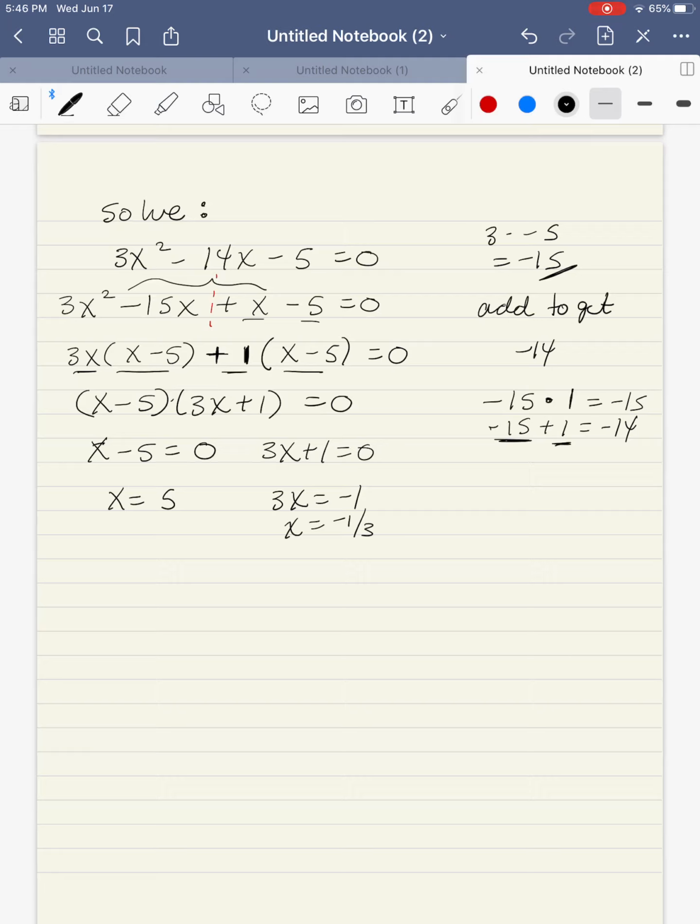Some students really like the AC method. Some students really like guess and check. But just be careful when you're doing one process or the other that you're not combining the two things. If you're going to do this AC method where you're saying numbers that multiply and add, don't forget to do the factoring by grouping to get your final answer.